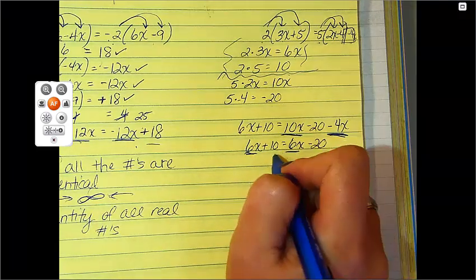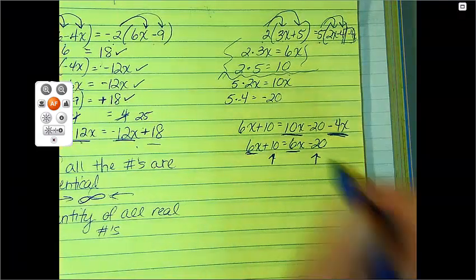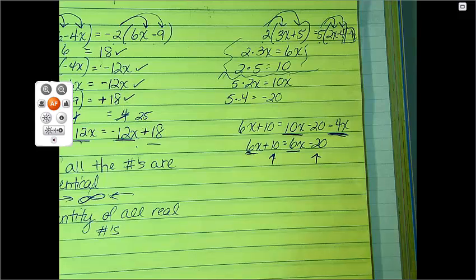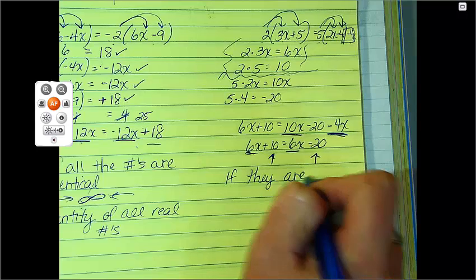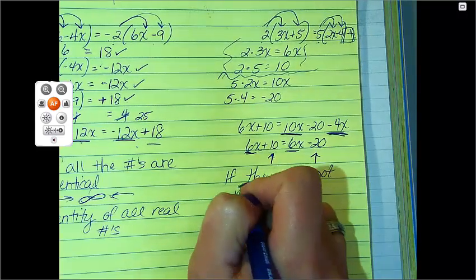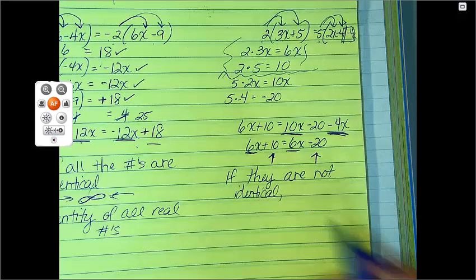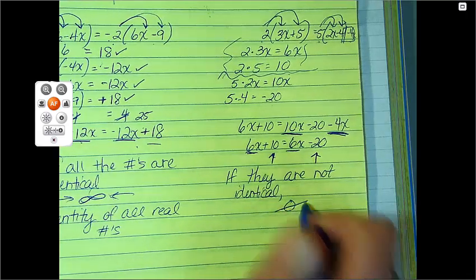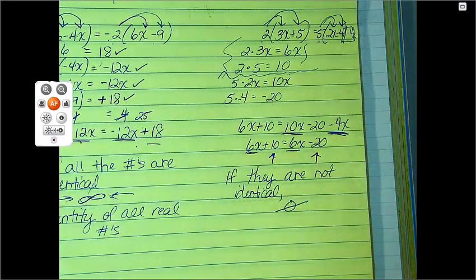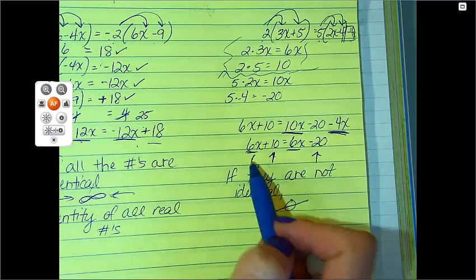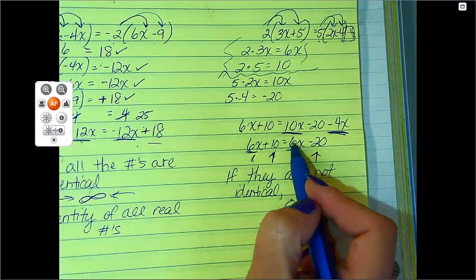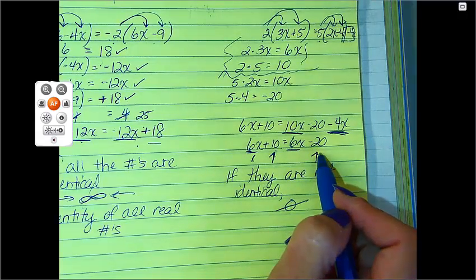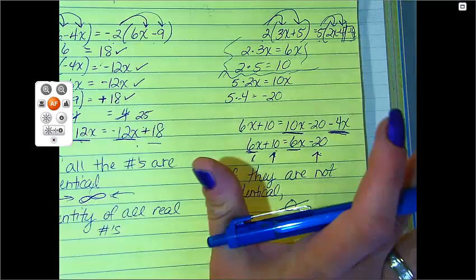But if I look at the rest of the numbers, a 10 and a negative 20 are not the same. If they are not identical, then my answer is going to be no solution. I can't solve that. Because if I put a 1 in here, I still have to add 10 to it. So 1 plus 10 is an 11. If I put a 1 in here, I have to subtract 20. 1 minus 20 is a negative 19. They are never going to equal each other.